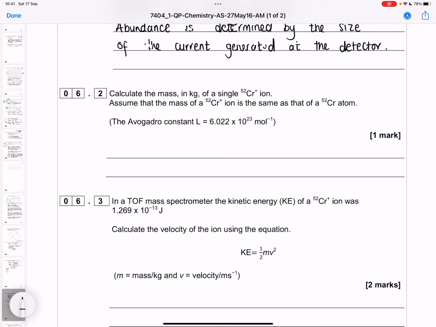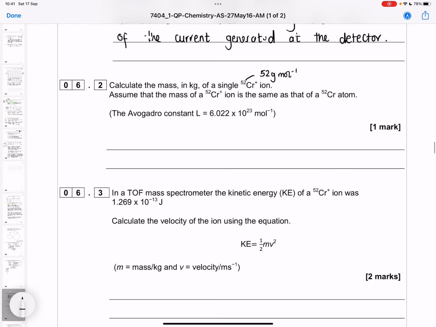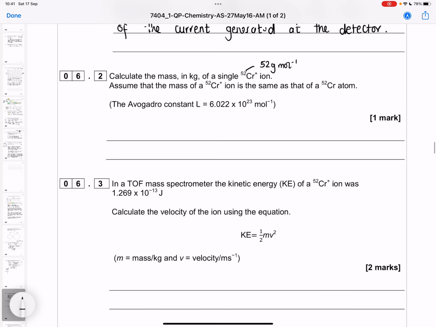Calculate the mass of a single chromium 52 plus ion. So remember that this 52 is the mass of 1 mole in grams. The molar mass is in grams per mole. So 52 grams per mole. So this is the mass of 1 mole of chromium ions in grams.